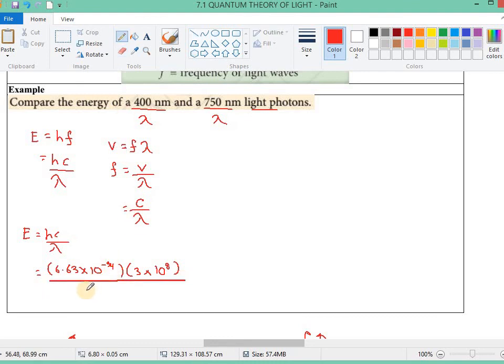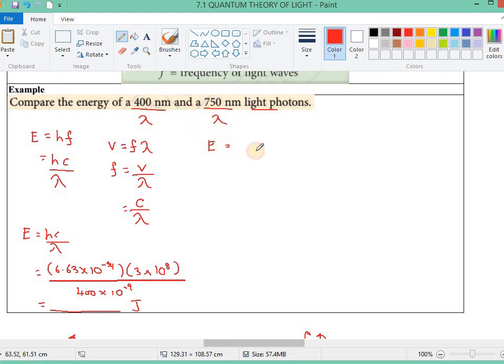The wavelength is 400 nanometers, so 400 times 10 power of negative 9. And then you will be able to get, I think you can calculate this yourself. How many joules is the energy in a 400 nanometer light photon? Next is the 750 nanometer.